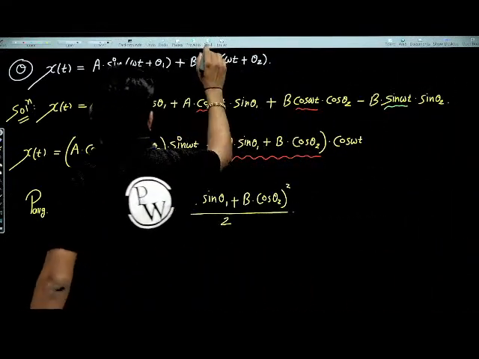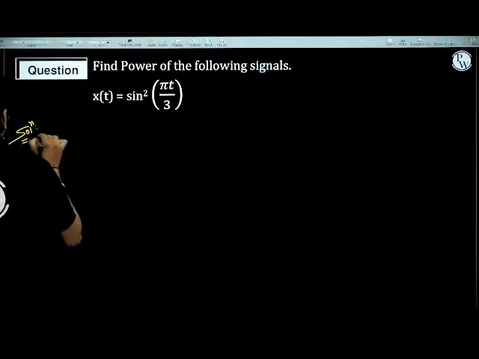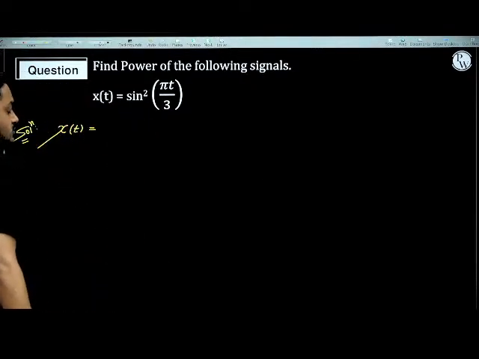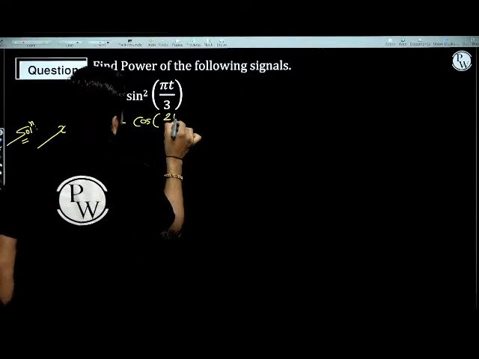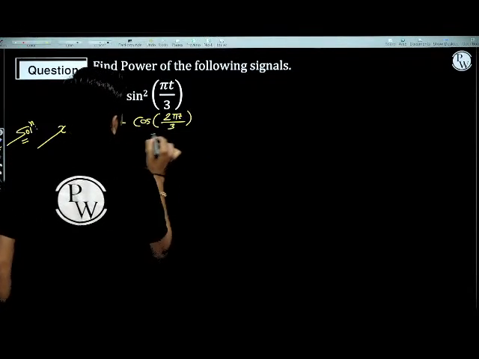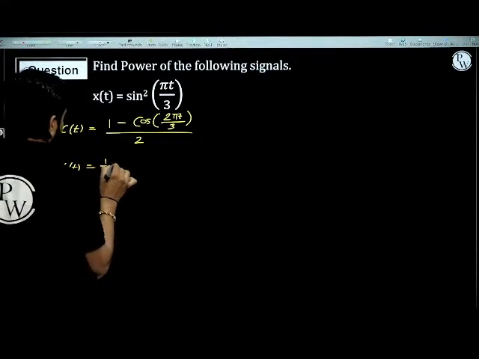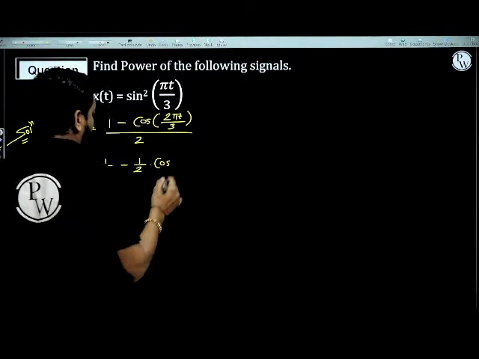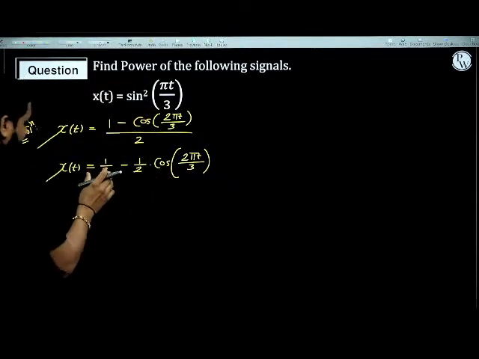Okay. Now let us solve some questions based on that. See, this is sin square pi t by 3. How to calculate the power of this signal? So sin square theta is equal to 1 minus cos 2 theta divided by 2. So (1 minus cos 2 pi t by 3) divided by 2. So x of t becomes 1 by 2 minus 1 by 2 cos 2 pi t divided by 3.